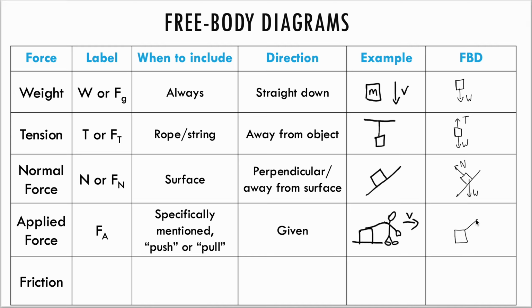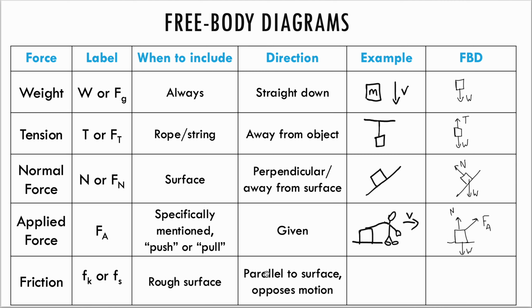That's an applied force going at an angle, which would usually be given, and you'd know exactly what the angle would be. Now, because this object is on a surface, we still have a normal force going perpendicular from the surface and a weight going straight down. Finally, friction that we'll talk about at the end of this video. There's kinetic or static friction, FK or FS. We're going to include it when we know that there's a rough surface. The direction is going to be parallel to the surface and opposing the motion or opposing the attempted motion.